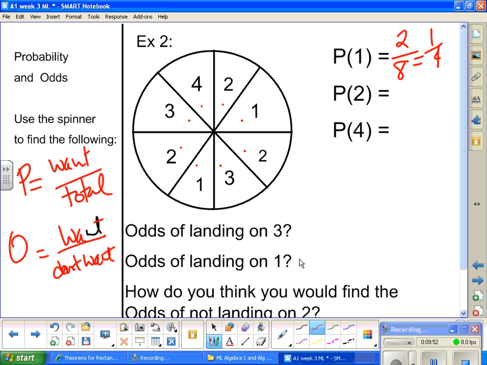The next one is 2. So I find the 2. There's 1, 2, 3 over 8. Can't be reduced. And the last one is 4. There's only 1, so 1 over 8. So that's the probability of spinning and landing on a 1, a 2, or a 4. You have 1/4 of a shot of landing on a 1. You have 3/8 of a chance of landing on 2. And you have 1/8 of a chance of landing on a 4.